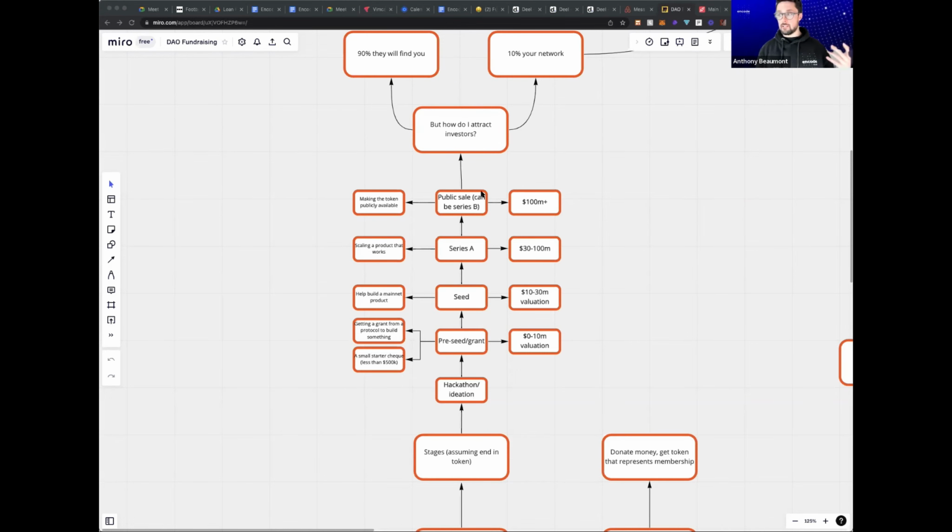I think security versus utility token is a big debate. It's kind of an old debate now, but I could see it happening again in the future, especially as DAOs get more sophisticated.